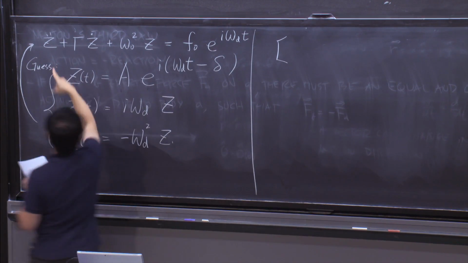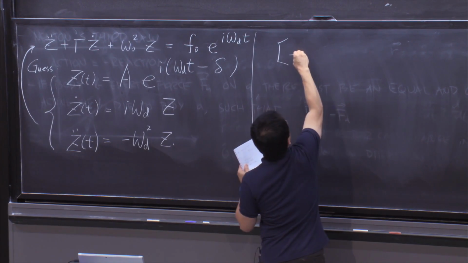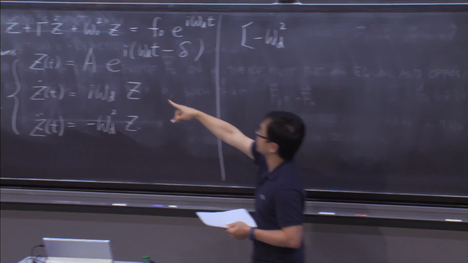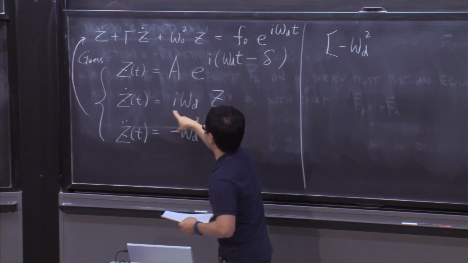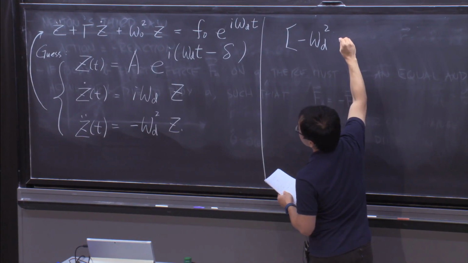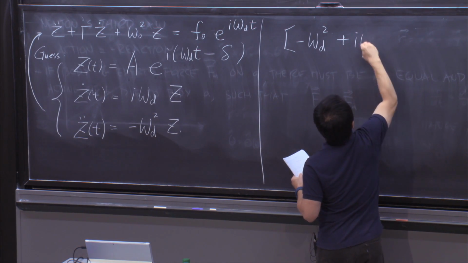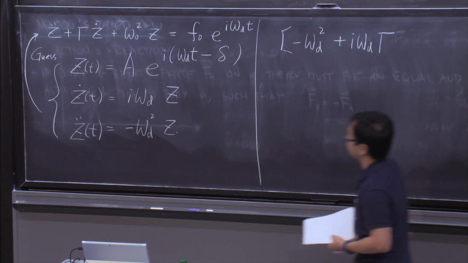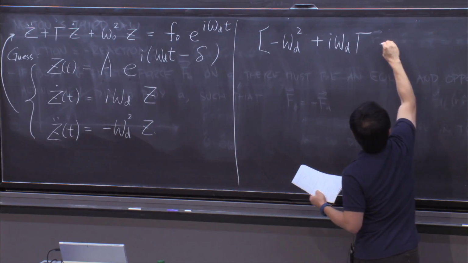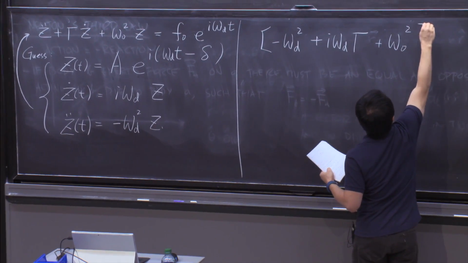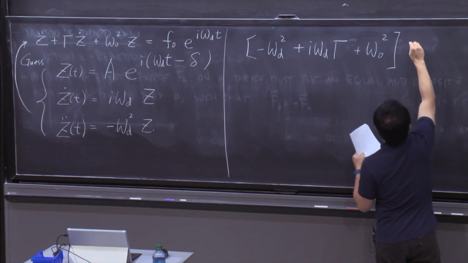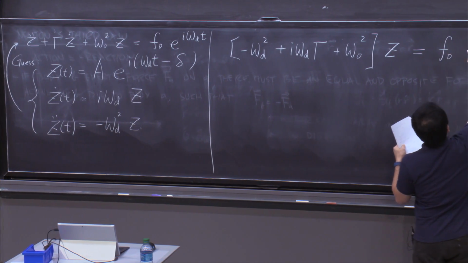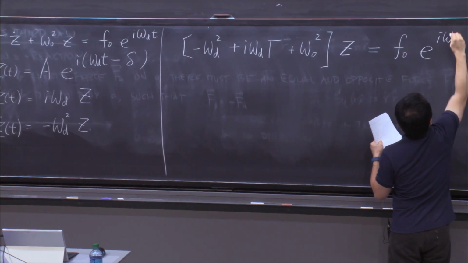Basically, the first term, z double dot, gives a minus ω_d squared. The second term, gamma z dot, gives plus i ω_d gamma. The third term gives ω_0 squared, multiplied by z. And this is equal to f0 exponential i ω_d t.